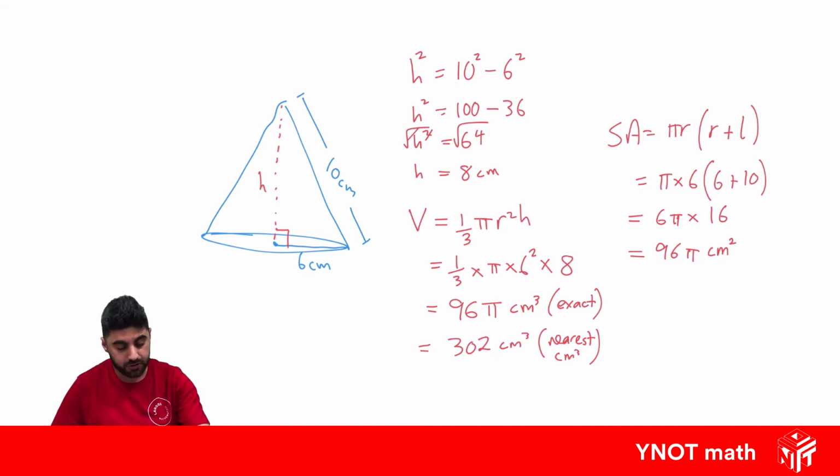So in this cone, the surface area is actually the same as the volume. And if you're going to the nearest centimeter squared, then it'd also be 302 centimeters squared to the nearest centimeter squared.